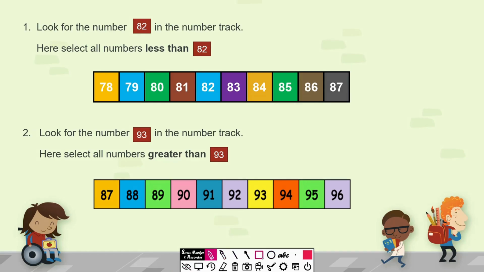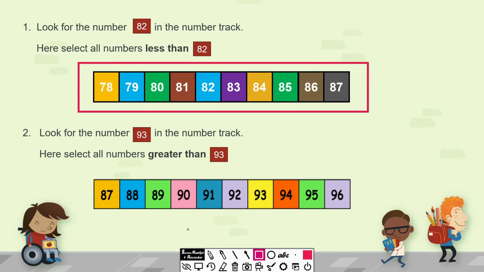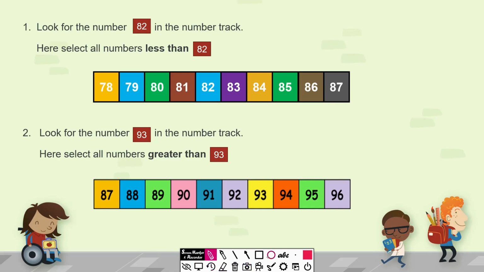Okay, so this is the number track in which we need to select all numbers less than number 82, right? So, let's first find out where is number 82. Okay, let's start from here. This is 78, 79, 80, 81 and 82. So, this is number 82 here, right? Now, we need to select all the numbers less than number 82, right?